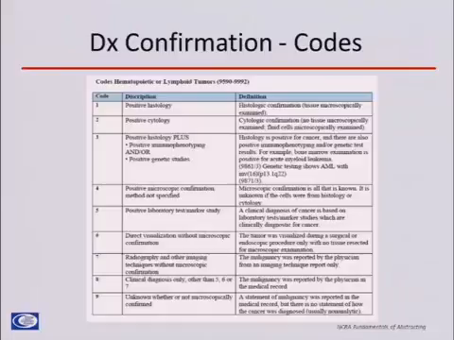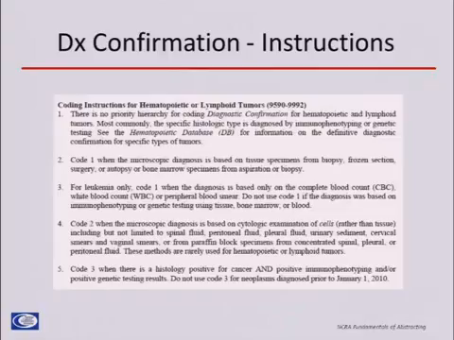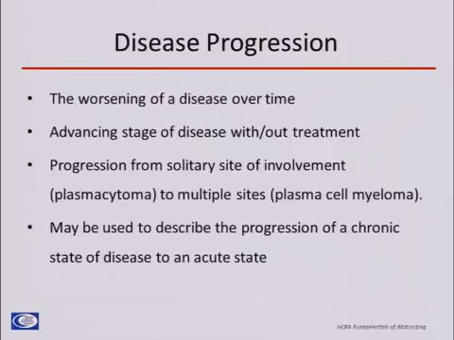We already talked about the diagnostic confirmation codes, and especially that code 3 we talked about. The instructions that go with it, which are the second page of that handout, are very important, and I'd like you to reference those as you can. They also appear in the Fords and the SEER manual and in most state manuals if you have a state manual. Now let's talk about disease progression.